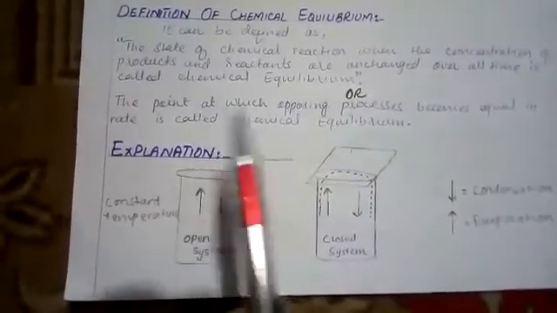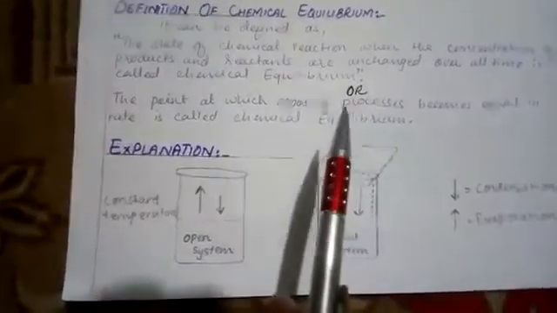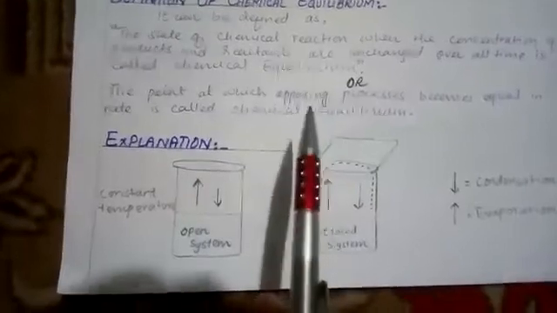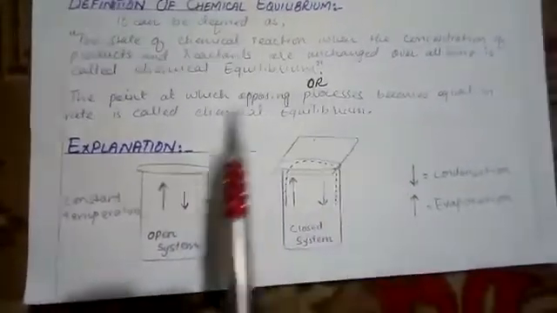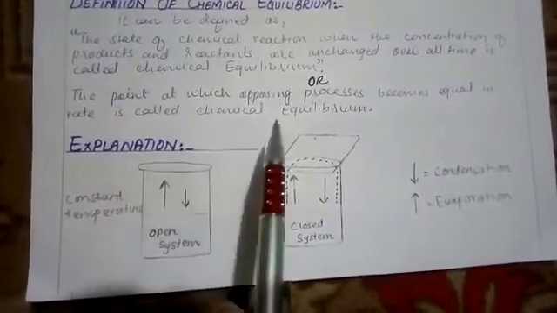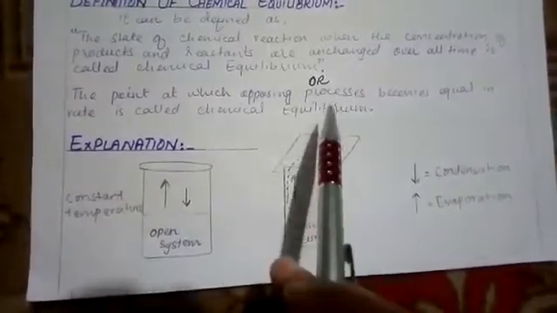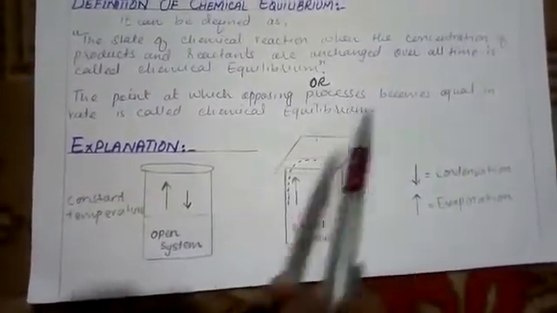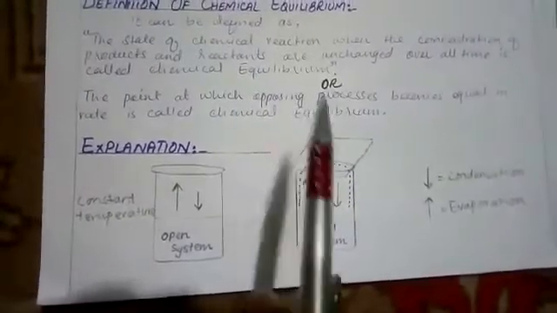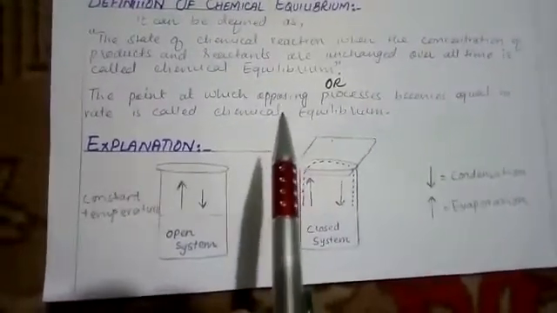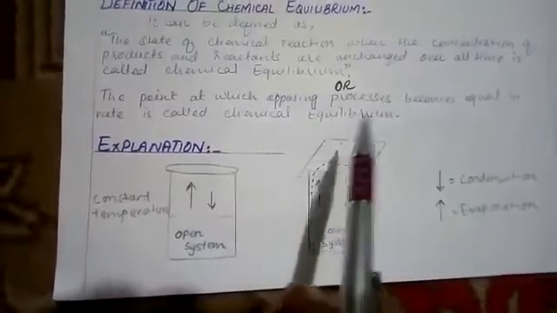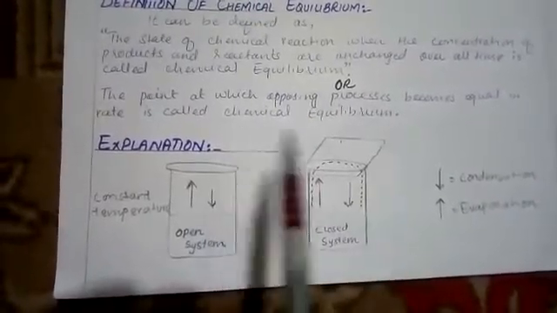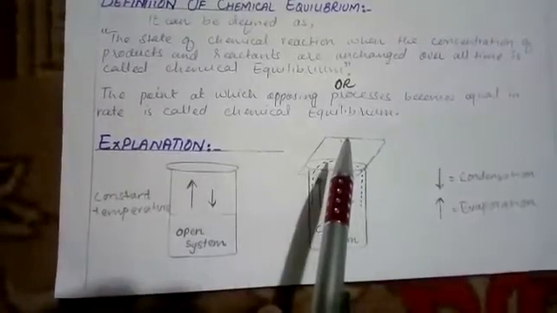So after that we attain chemical equilibrium, or we can say the point at which the opposing processes become equal in rate is called chemical equilibrium. Opposing processes means opposite processes, and it means that the forward and backward reactions will be equal in rate, and this is called chemical equilibrium.